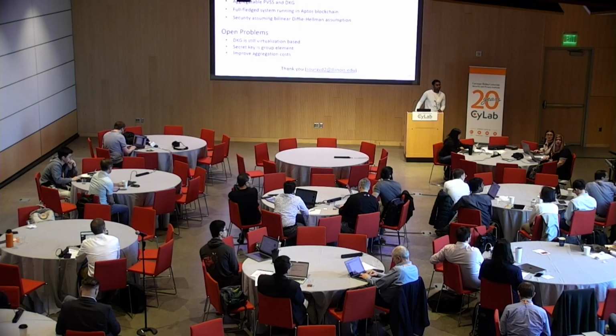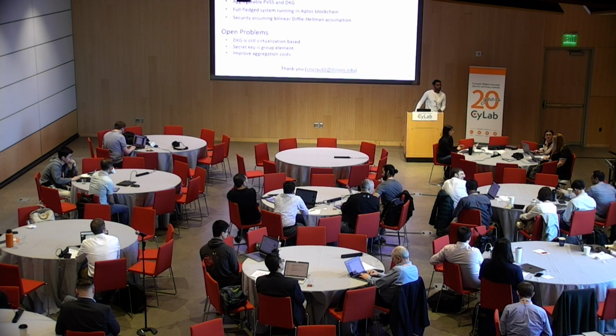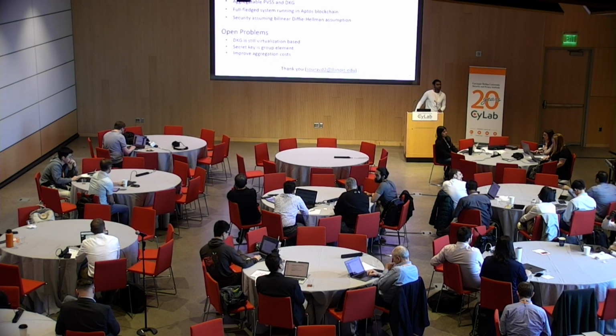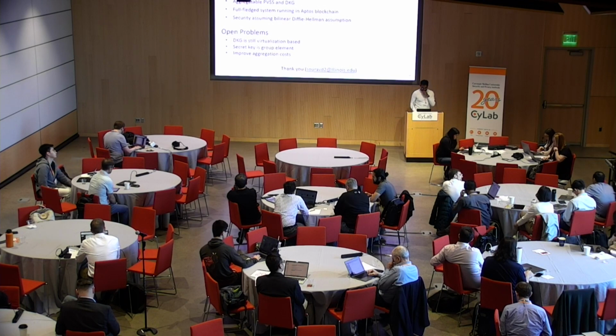So I'm a little bit confused. So you are saying that there's something that's still linear in the weight. Is it like the key size? Is that why the aggregation cost is still linear in the weight?